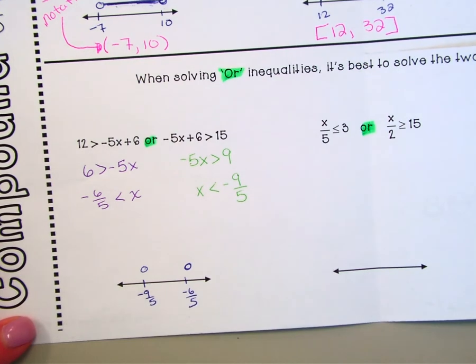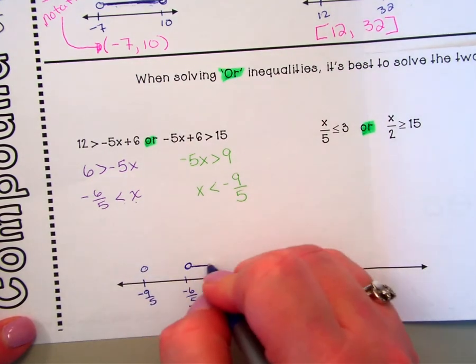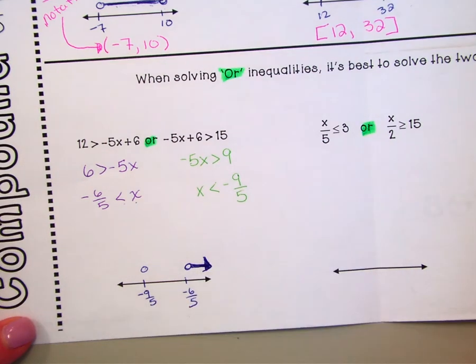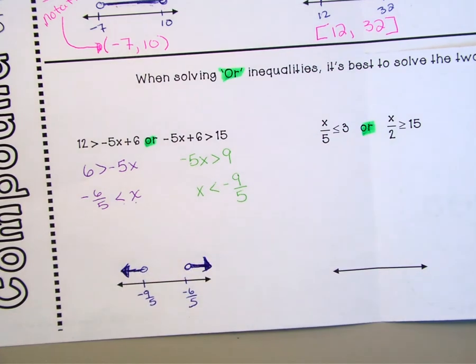but the shading is not going to be in between them. This time x is greater than -6/5. So that's going to go to the right from -6/5. And x is less than -9/5. So that's going to go to the left for that one. So our ORs are going to create shading going in the opposite direction. It's not going to be in between. It's going to be on the other ends.